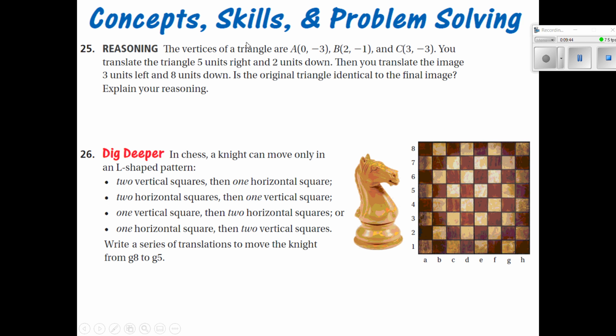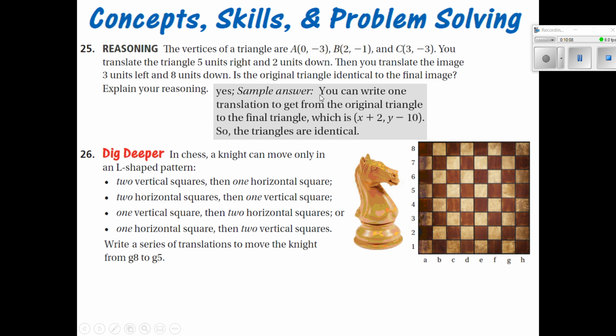25 says the vertices of a triangle are A, (0, -3), B, which is (2, -1), and C, which is (3, -3). You translate the triangle 5 units to the right and 2 units down. Then you translate the image 3 units left and 8 units down. Is the original triangle identical to the final image? Explain. Well, yes, you can write one translation to get from the original triangle to the final triangle, which is x plus 2, y minus 10. So the triangles are identical.